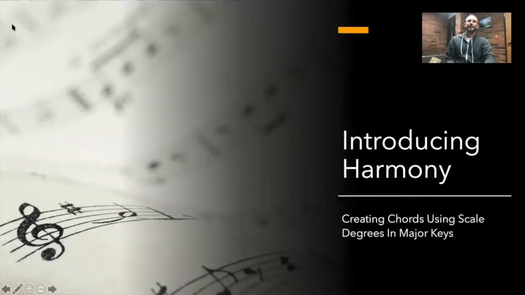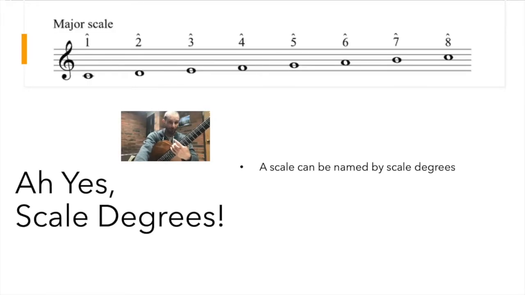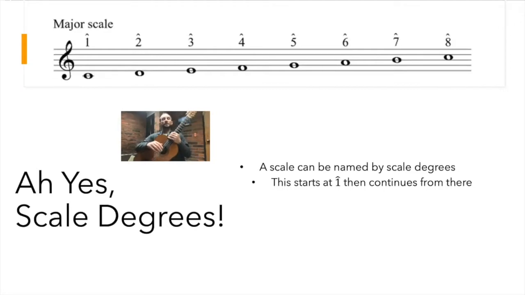Hello everyone. In this lecture we'll be introducing harmony by creating chords using scale degrees in major keys. Scale degrees, well, as you remember, a scale can be named by scale degrees. So when looking at the scale above, we see that it starts at 1 and continues from there. In this case, we went an octave, which is 1, 2, 3, 4, 5, 6, 7, 8. Okay, that makes sense.